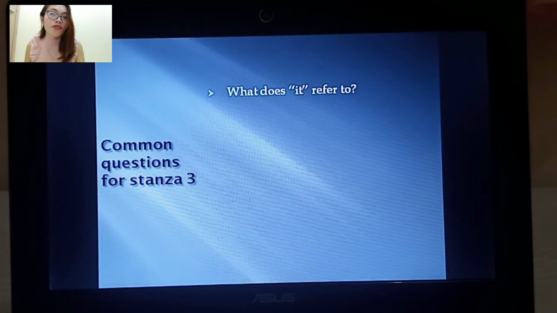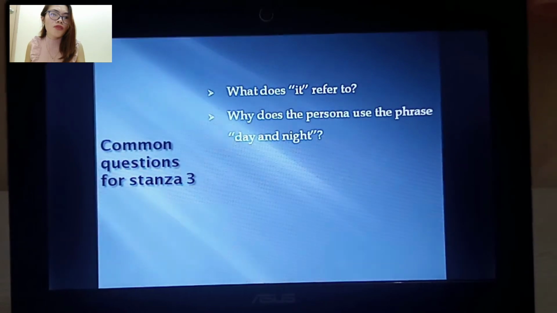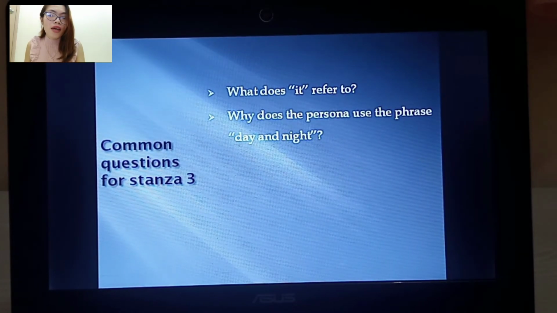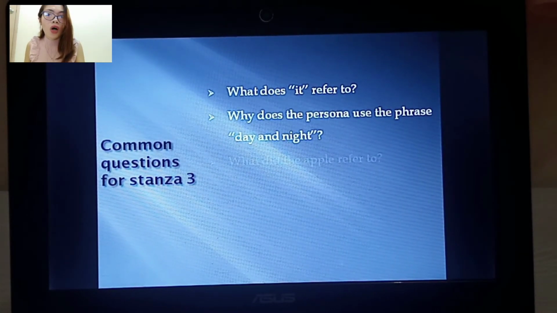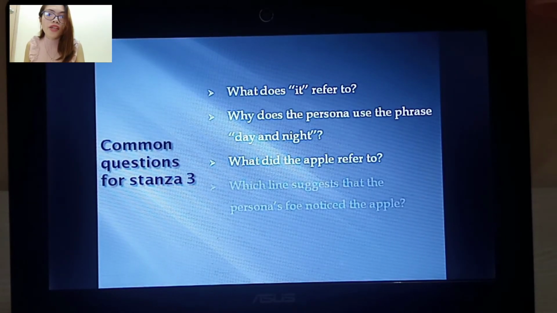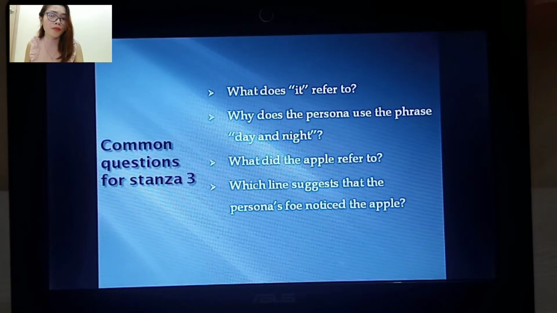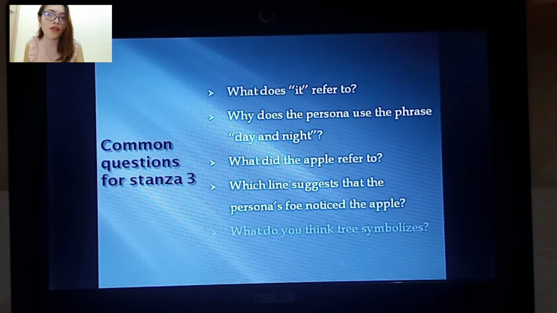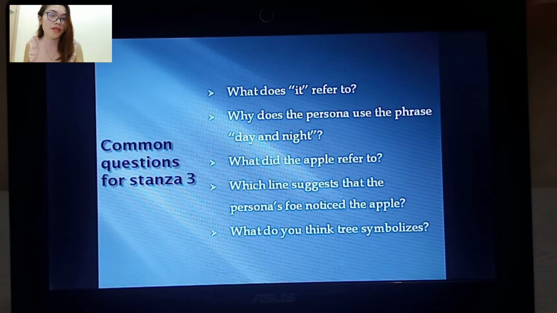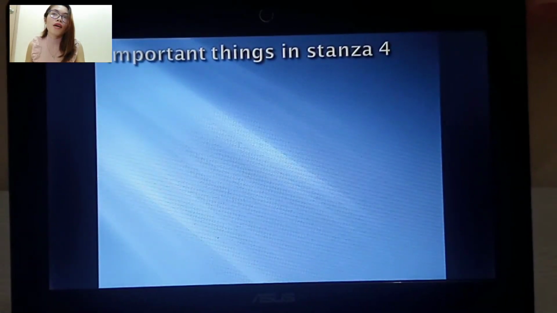What does it refer to? Why does the persona use the phrase day and night? What did the apple refer to? Which line suggests that the persona's foe noticed the apple? What do you think the tree symbolizes? So, here are the important things in stanza 4.